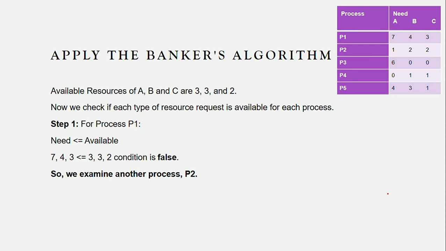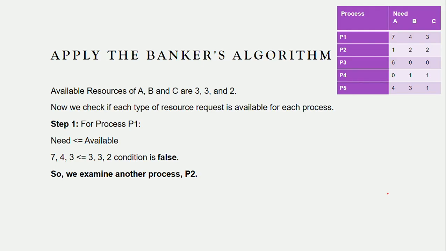Now let us apply the Banker's algorithm. I have kept the need matrix over here for reference. What is the need of each process? We have resources A, B, C, and we have to check whether we can do the allocation for process P1 first, then for P2, then P3, then P4 and P5. If for all processes we can do the allocation, the system will be safe.